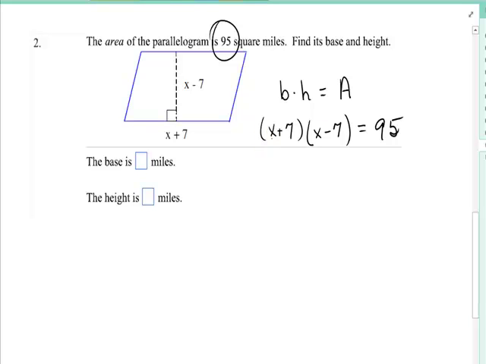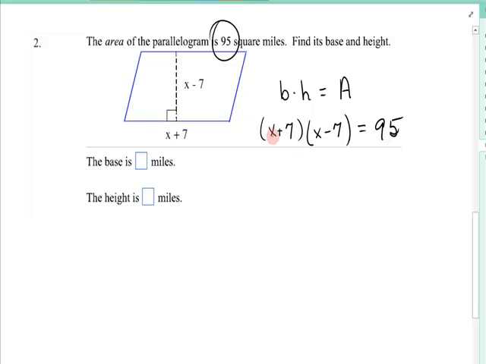Now, you might be starting to celebrate and say, well, great, I don't have to factor this. It's already factored. There's a problem. It's not equal to 0. I'm going to have to multiply this out and then subtract the 95. So it is not a gift when they give it to you in factored form unless it's equal to 0.